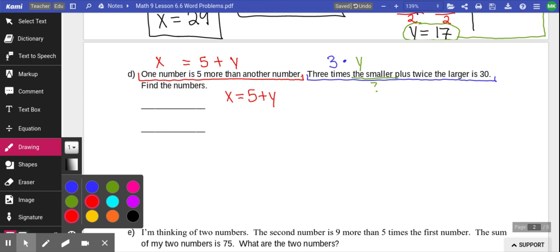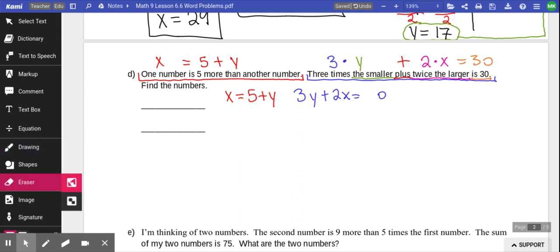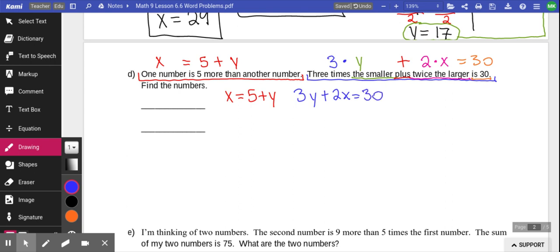So when we look at this equation and it says 3 times the smaller, we know that the smaller is y. 3 times the smaller, plus means addition. Twice means 2 times the larger, which we now know as x. Is means equals 30. We now have our second equation: 3y plus 2x equals 30. I'm not sure if building the equation on top of the words helped you or not, but I figured I'd try it and see if you like it.